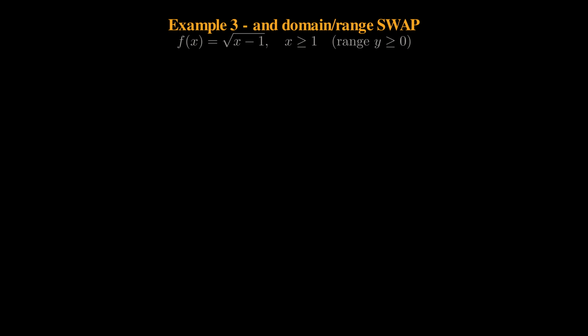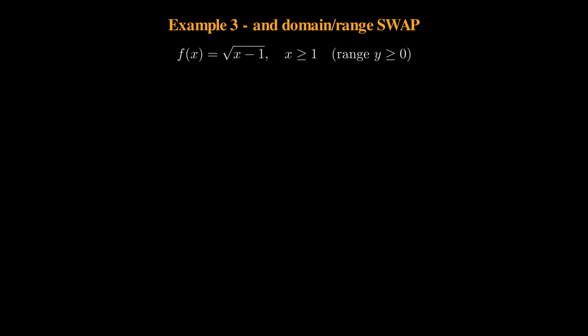Example 3 steps up, and it exposes something students forget half the time. Take f of x equals the square root of x minus 1, defined for x at least 1, so its outputs are 0 or above. Find the inverse, and track the domain and range.